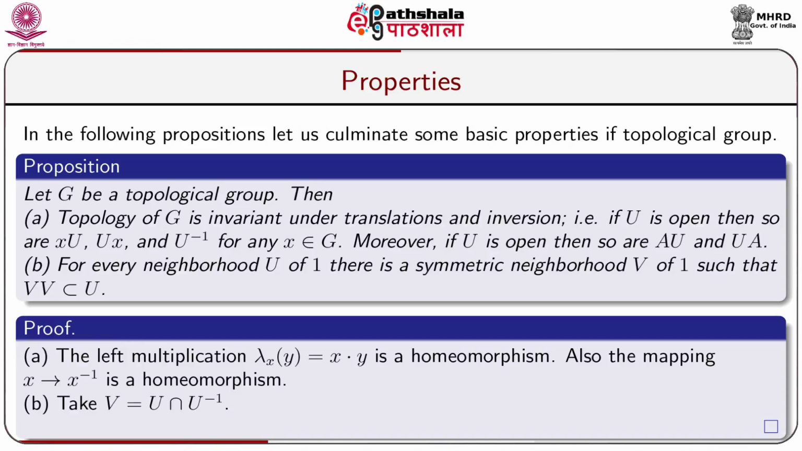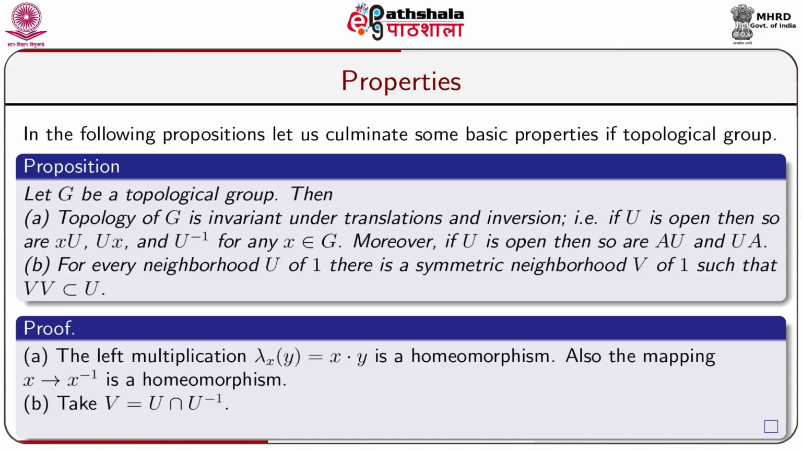Now to prove that AU is open for any subset A of G, it is sufficient to show that AU is equal to the union of small a into U where small a runs over capital A. Now each small a into U is an open set and an arbitrary union of open sets is open. So AU is open for any subset A of G. Similarly, we can say that UA is also an open set.